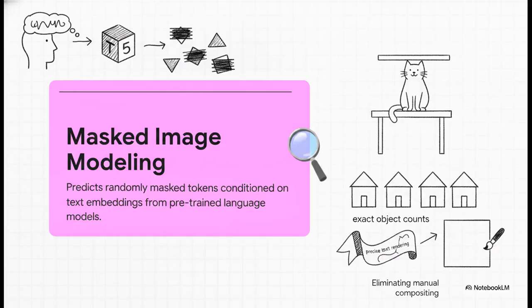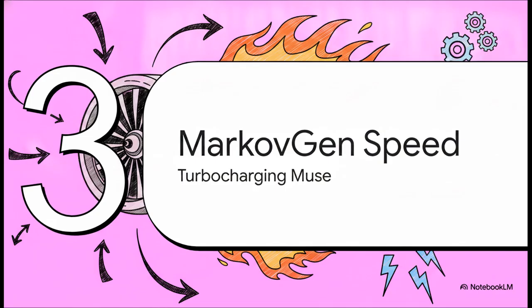At the very heart of this is a technique called masked image modeling. By utilizing a frozen, pre-trained T5 language model, Muse actually achieves incredibly fine-grained language understanding. For a designer, this is basically the holy grail. It translates to accurate spatial relationships. You want a cat under the table, it puts the cat under the table. It gets exact object counts right and offers precise text rendering. It completely eliminates the need for manual compositing after the fact. Which brings us to part 3, Markov Gen's need for speed.